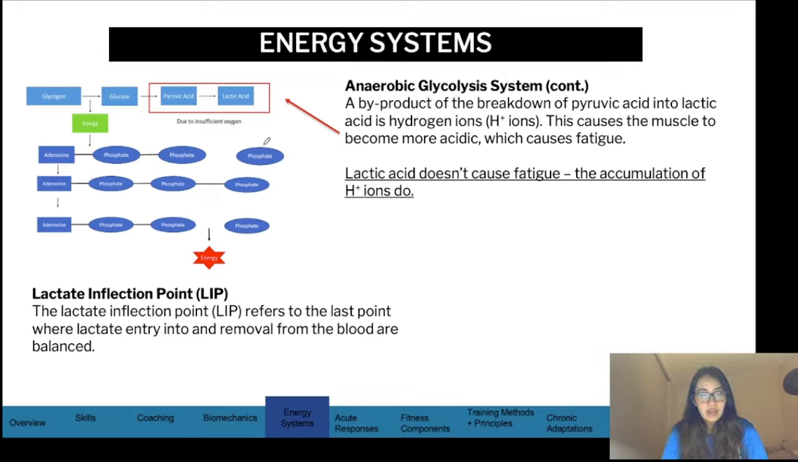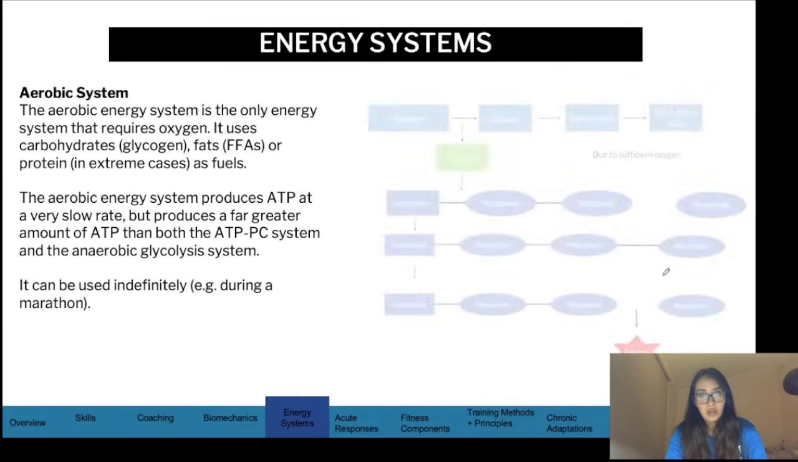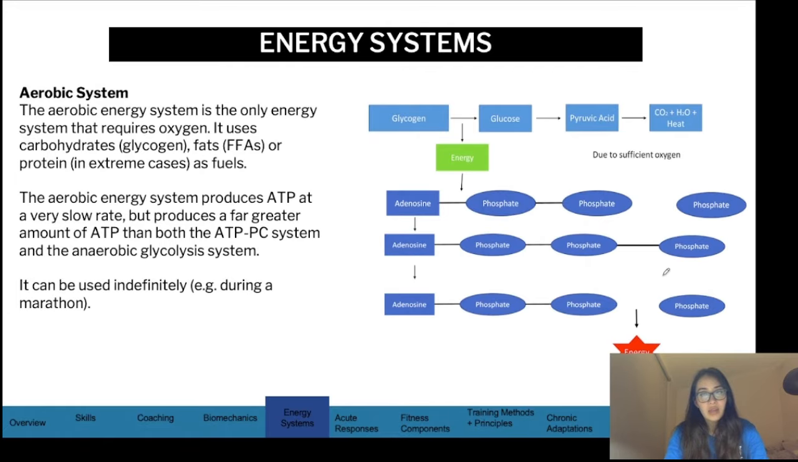Okay, so we've also got lactate inflection point. So this refers to the last point where lactate entry into and removal from the blood are balanced. We've got a nice diagram here. So at this point here, lactate entry and removal into the blood are balanced, and the last point at which they are balanced is known as the lactate inflection point. And afterwards here, lactate and hydrogen ions will accumulate in the muscles and cause feelings of fatigue. Okay, so that causes the fatigue that we experience, or the soreness in our muscles. I'll give you guys a second to digest that.